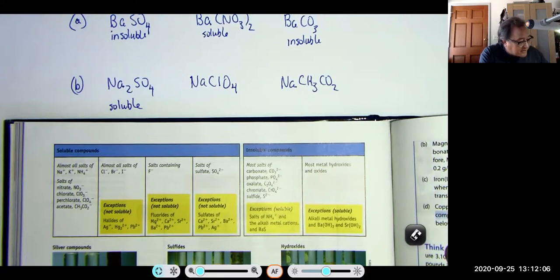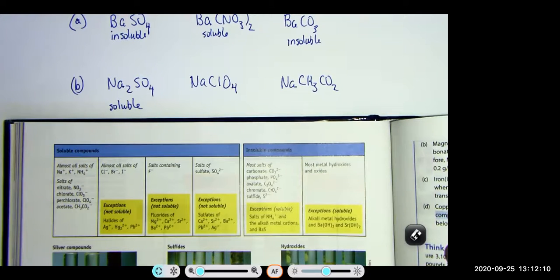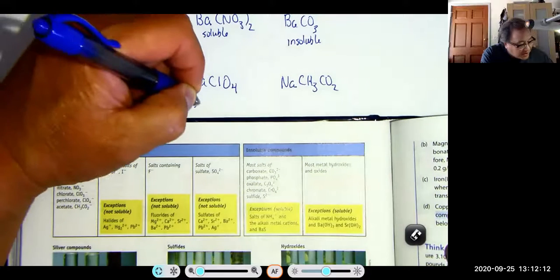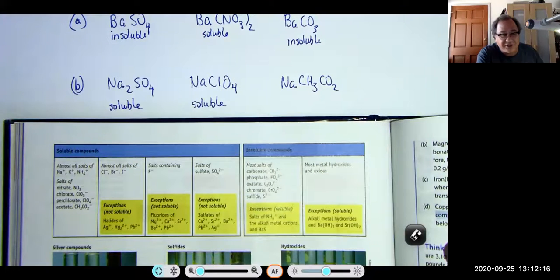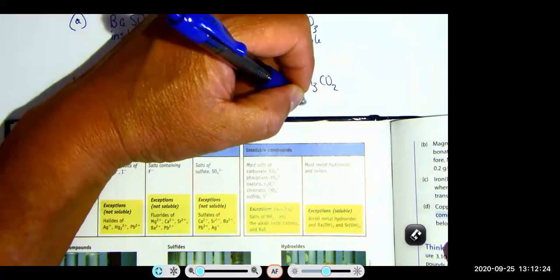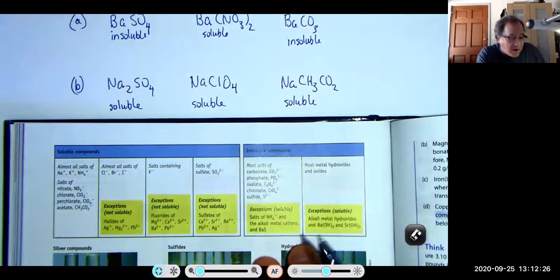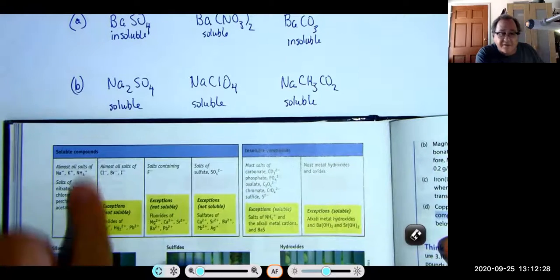How about the next one? That one should be soluble. You don't even need to go beyond sodium, do you? No. Once you see the sodium, you're done, soluble. How about the third one? That one should also be soluble then. Yep. That's why it's nice to memorize these, because it takes care of a lot of them.